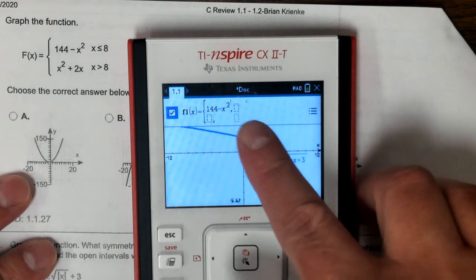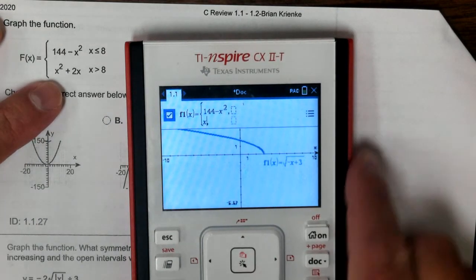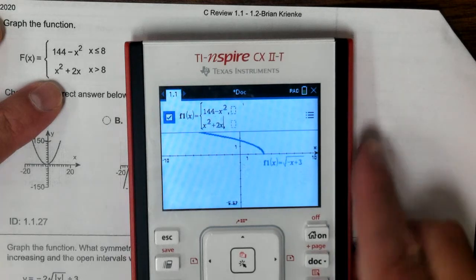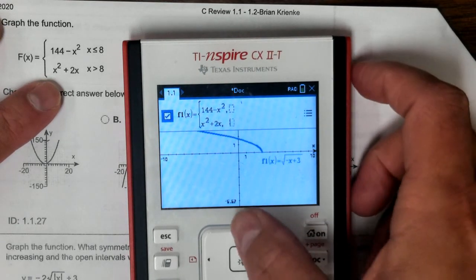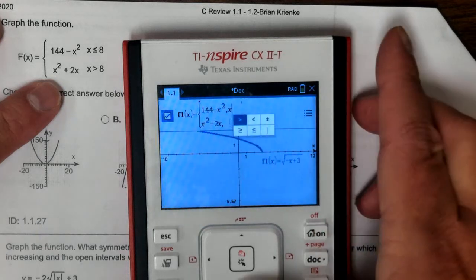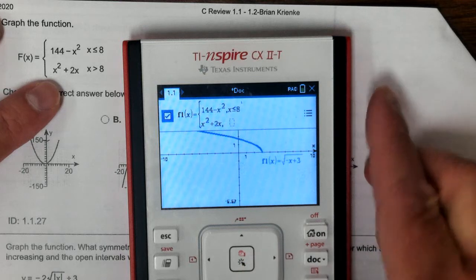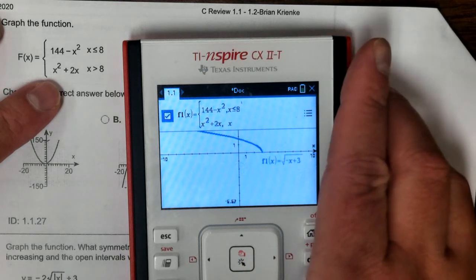Okay, so this is 144 minus x squared, and this is x squared plus 2x. Then our intervals are x less than or equal to 8 and x greater than 8.